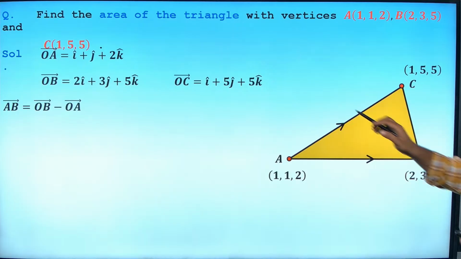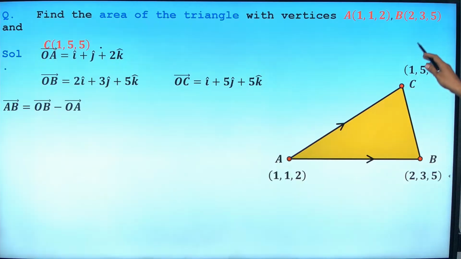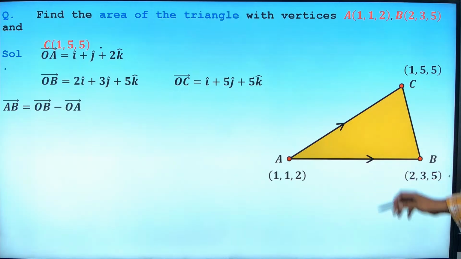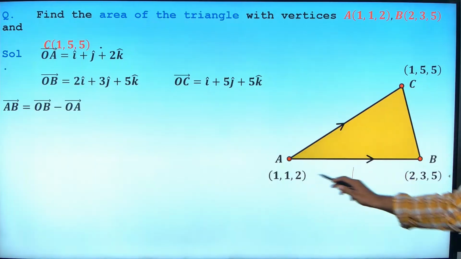So I have OA vector, I have OB vector, I have OC vector. வெறும் பாயிண்ட் கொடுத்திருந்தா அதுக்கு என்ன அர்த்தம்? The vector is from origin. சரியா? இங்கேயே சப்ட்ராக்ட் பண்ணி கூட எழுதலாம். If I want AB vector, 2 minus 1 is what? 1. What is 3 minus 1? 2.